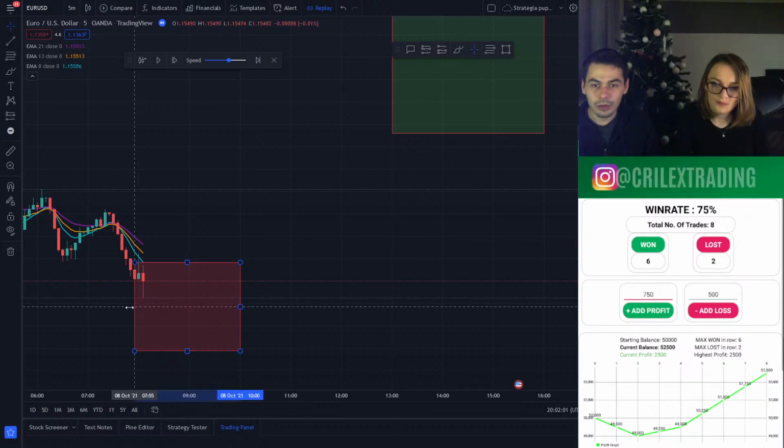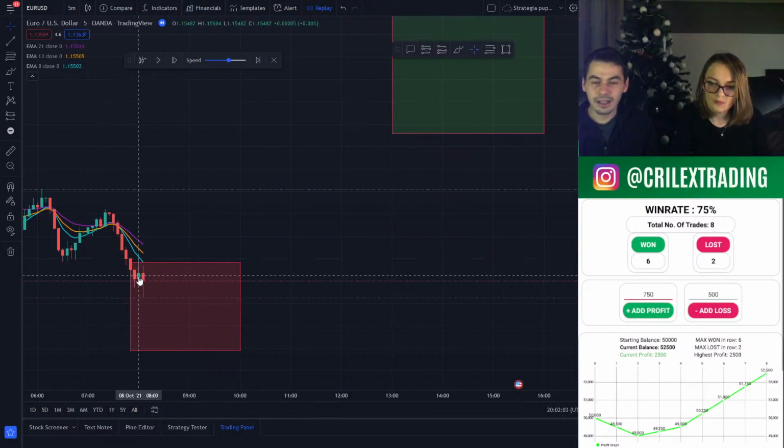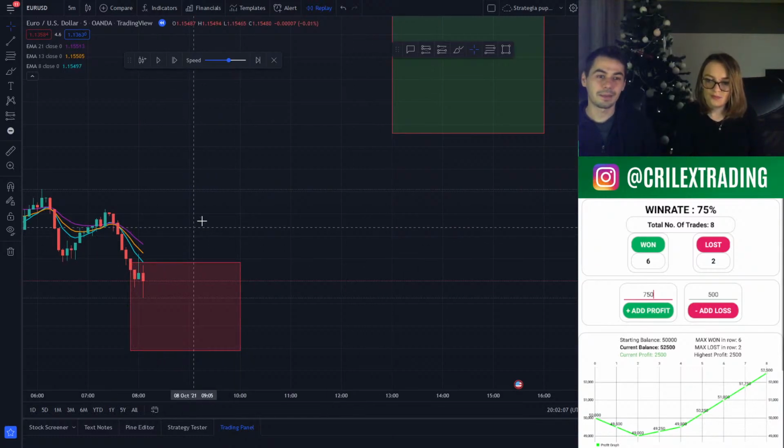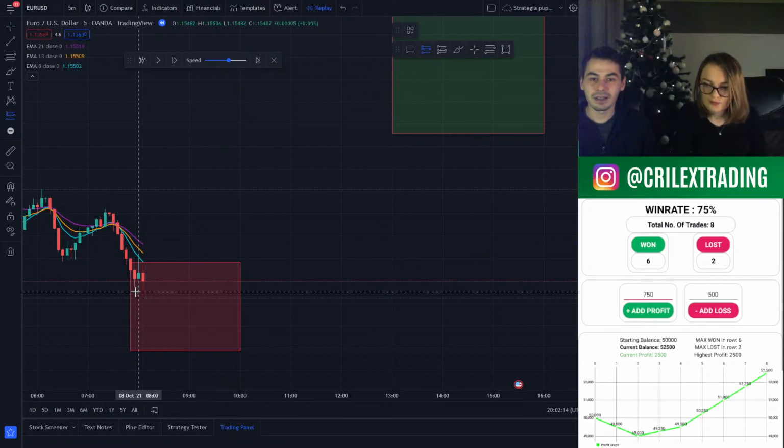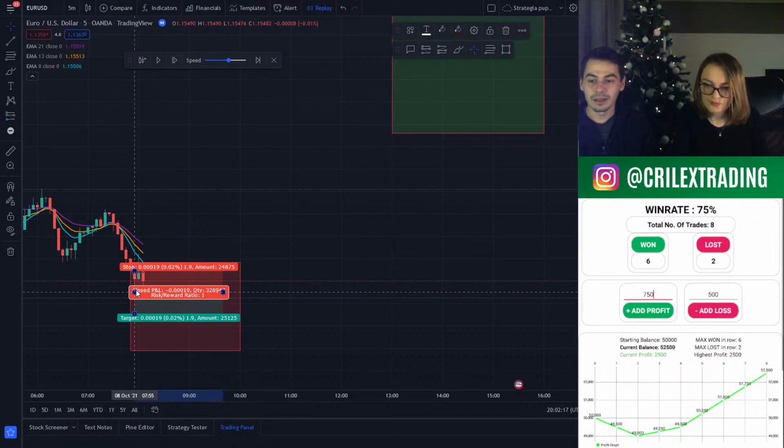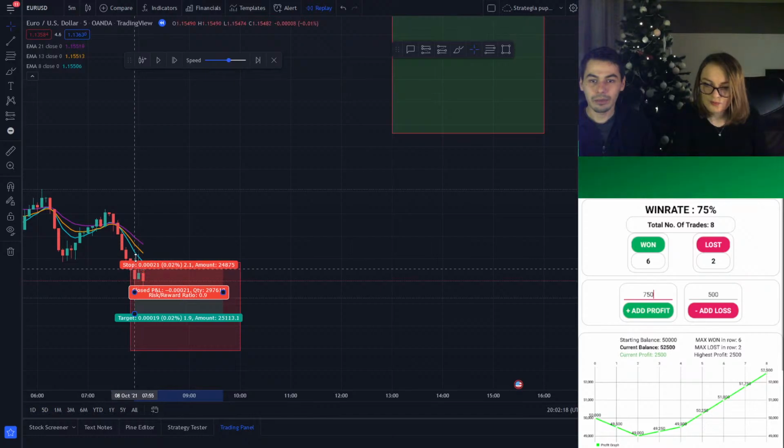I actually scrolled too fast. It's this candle. Again, this depends on the execution, the speed of the execution, so it depends if you had the time to place it in real market conditions or not. But anyway, we will just take this position.